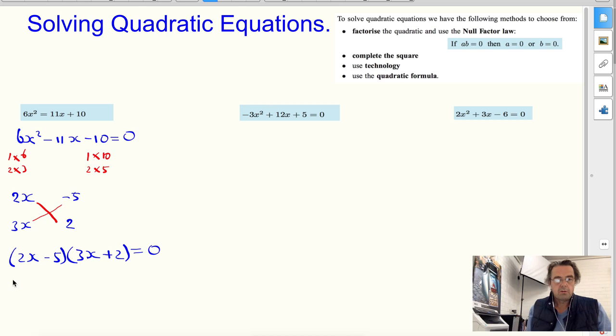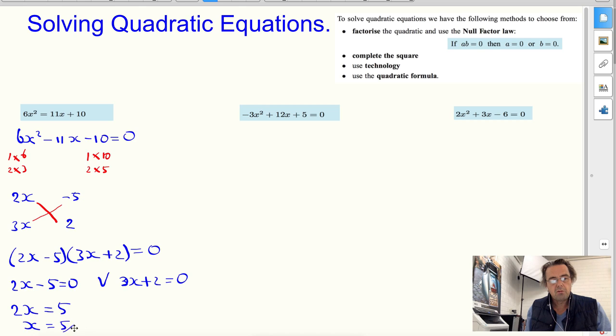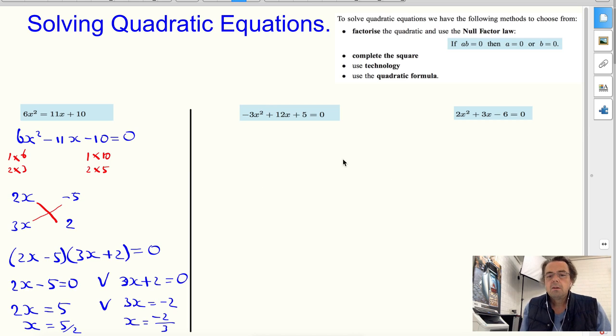So now I can use the null factor law to solve this. 2x take 5 equals 0, or 3x plus 2 equals 0. 2x equals 5, x equals 5 over 2, or 3x equals negative 2, x equals negative 2 over 3. And there it is. The whole thing is solved. Now let's look at the next one.